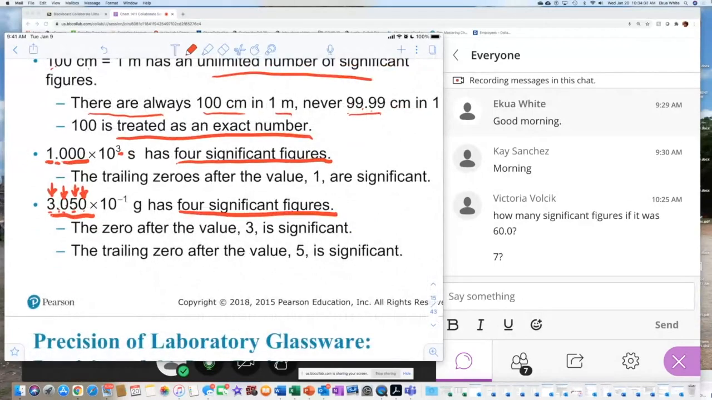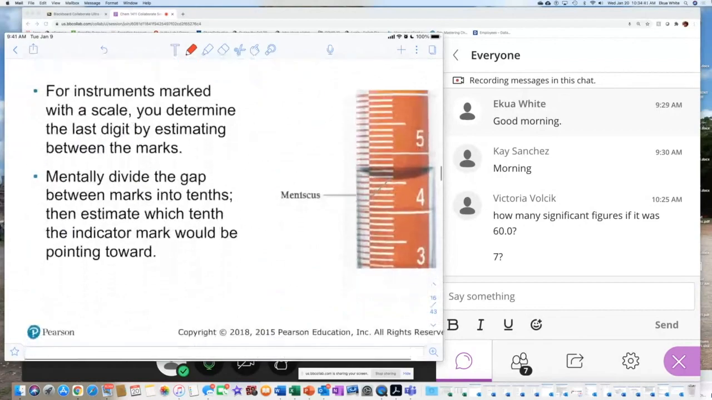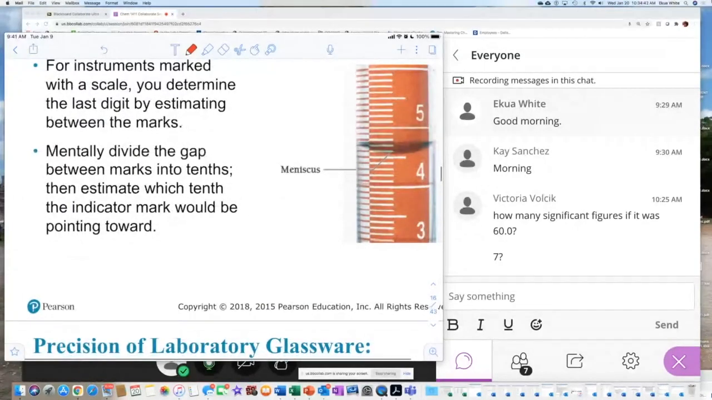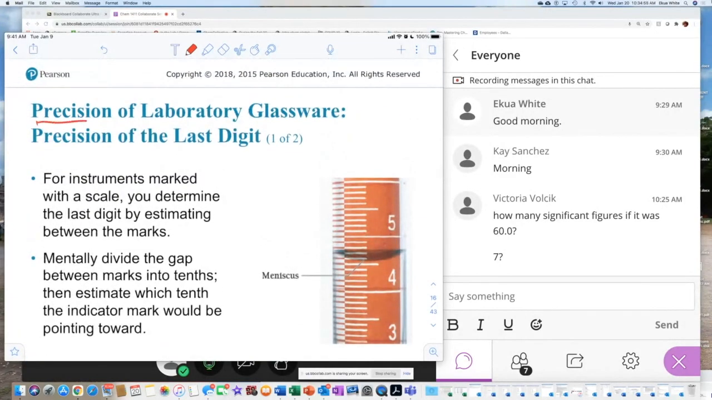Okay, you're judging each number to make sure it's significant. Okay, so like I mentioned, we will be working on this to get more practice, because we only do one, but it's important to know how to read instruments in the lab. So we're going to be looking at precision of laboratory glassware.